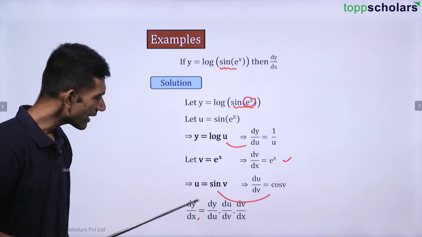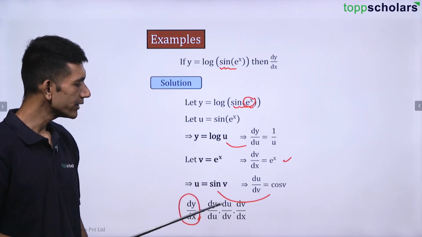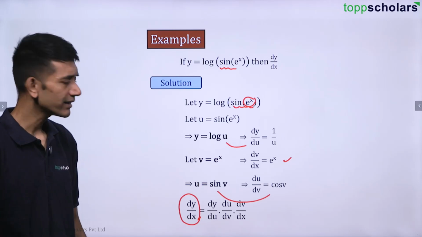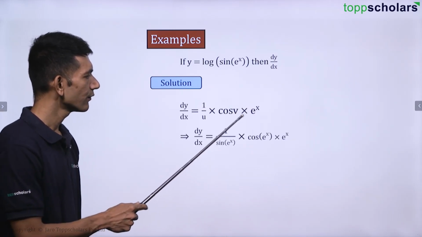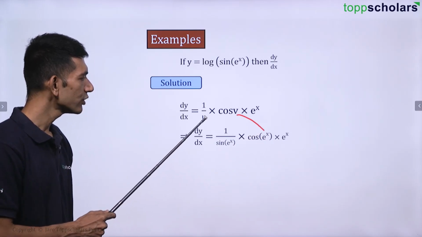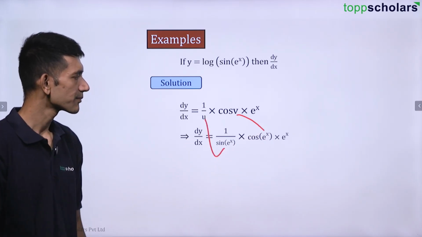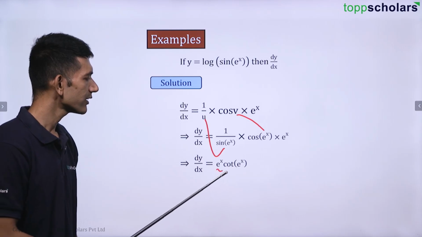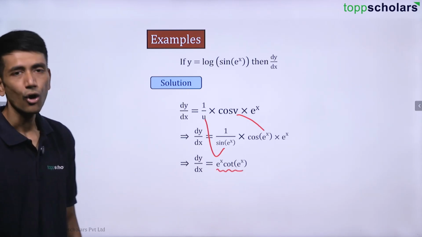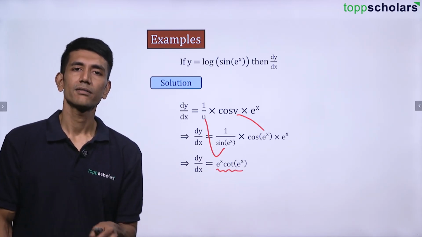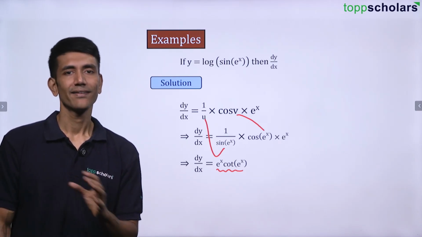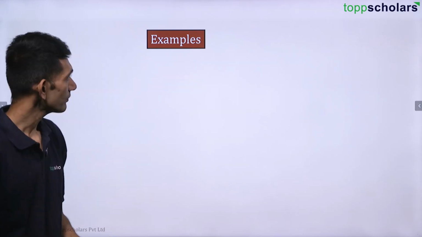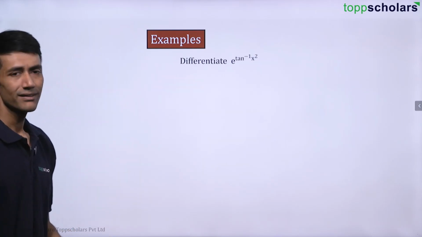So here can I say dy by dx is dy by du times du by dv times dv by dx. Just put the values there. V is e raised to x and u is sine e raised to x. So that becomes e raised to x cot e raised to x. I hope this part is clear. Very simple. 3 times we have to do that and then multiply. That's it.